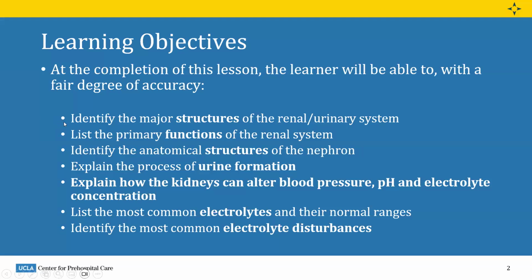One, identify the major structures of the renal and urinary system, list their primary functions, identify the anatomical structures of the nephron, explain the process of urine formation, explain how kidneys can alter blood pressure, pH, and electrolyte concentration, and list the most common electrolytes in their normal ranges, identify the most common electrolyte disturbances, and we'll go through each one of these.